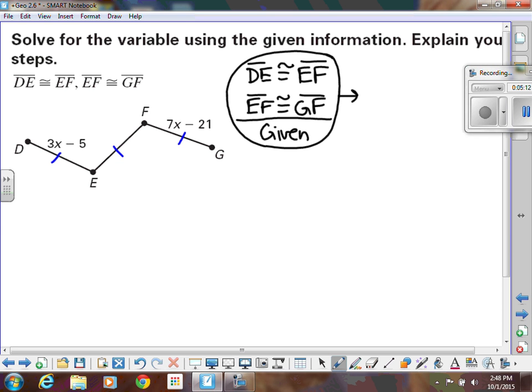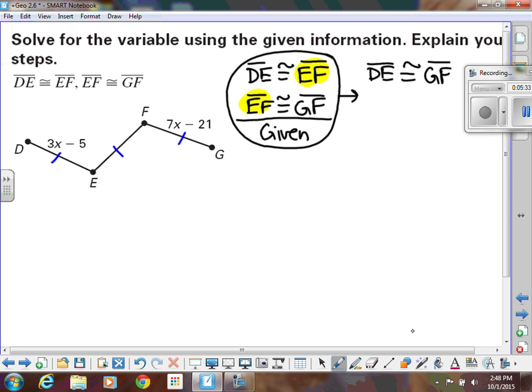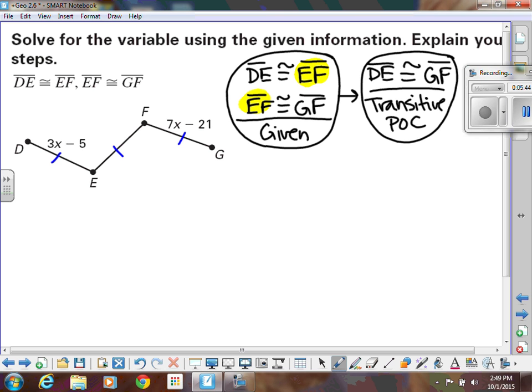So from there, I'm going to use our new property, the transitive property of congruence, and I'm going to say DE is congruent to GF. I know that because, as you can see, EF is what's repeated, so DE and GF are going to be congruent to each other. That's because of the transitive property of congruence. So POC this time, not POE. All right, put a circle around that.